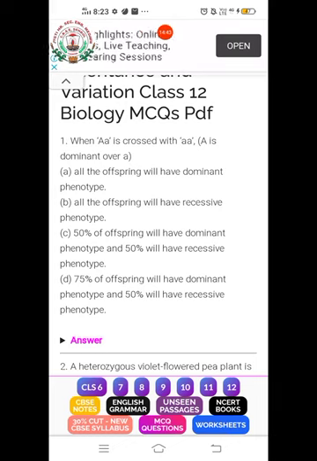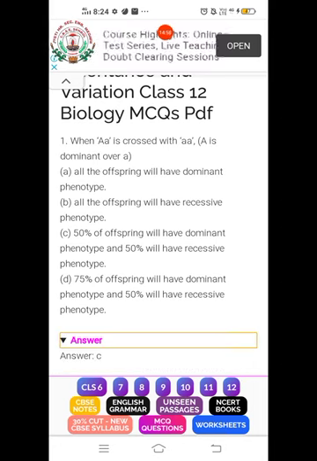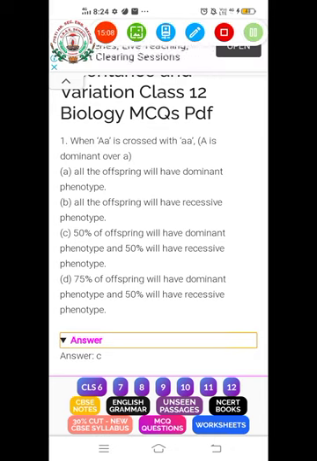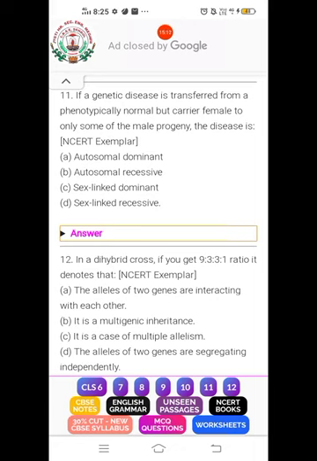Okay, it is just like a test cross, isn't it? Here the heterozygous dominant parent is crossed with the recessive one. So the ratio will be 1:1. So the answer will be C, isn't it? 50% of offspring will have dominant phenotype and 50% will have recessive phenotype. Is it clear?